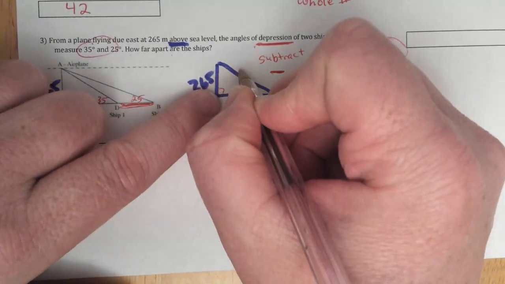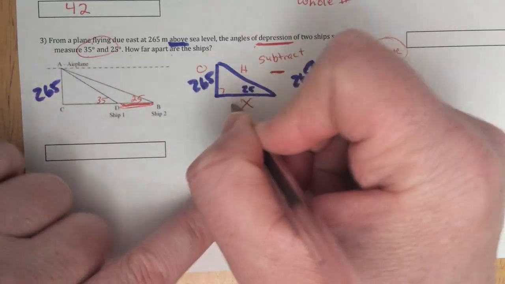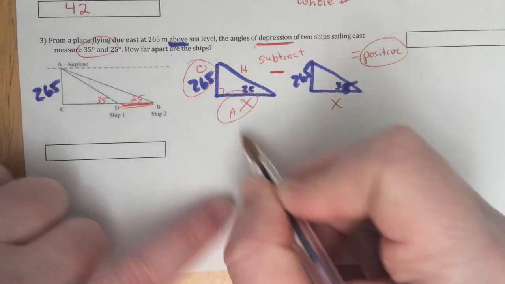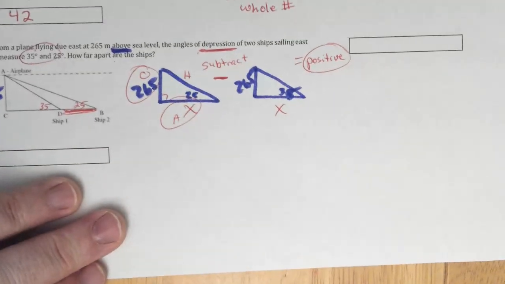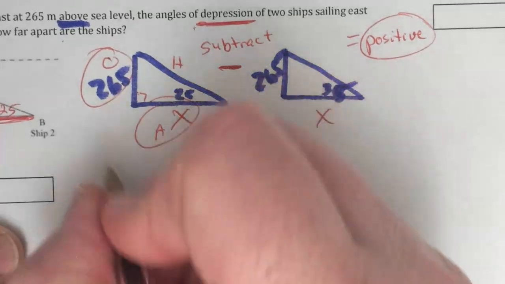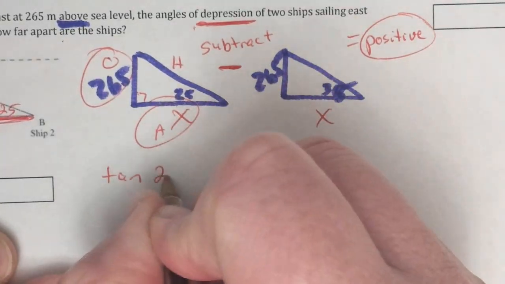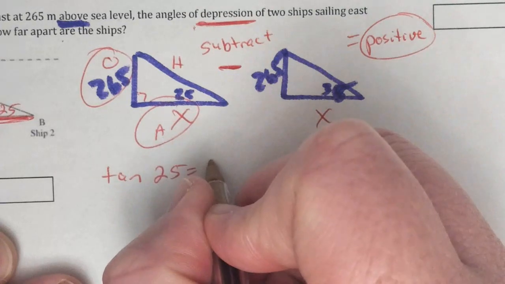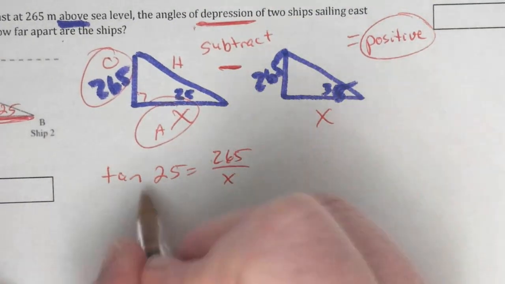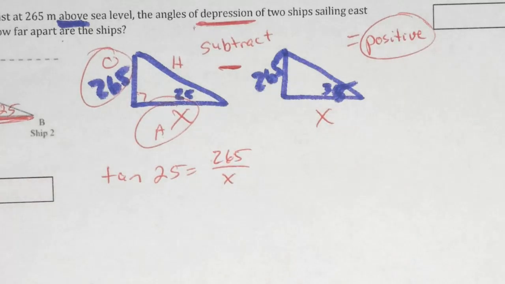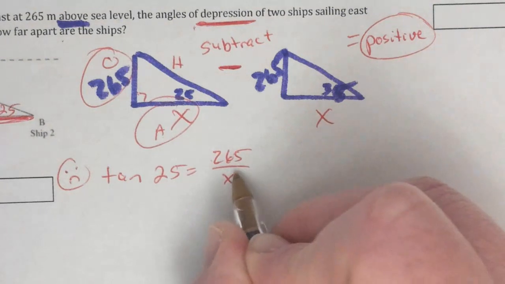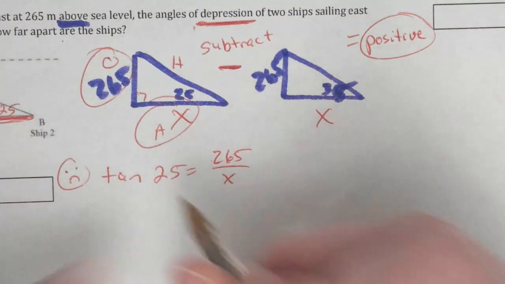All right, so we're going to label SOH CAH TOA. And I would get TOA, tan, sorry, didn't mean to flip that. Tan happens a lot, so it'd be tan of 25 equals 265 over x. And now x is on the bottom, so we're sad, right? So x is on the bottom, so we're going to switch.